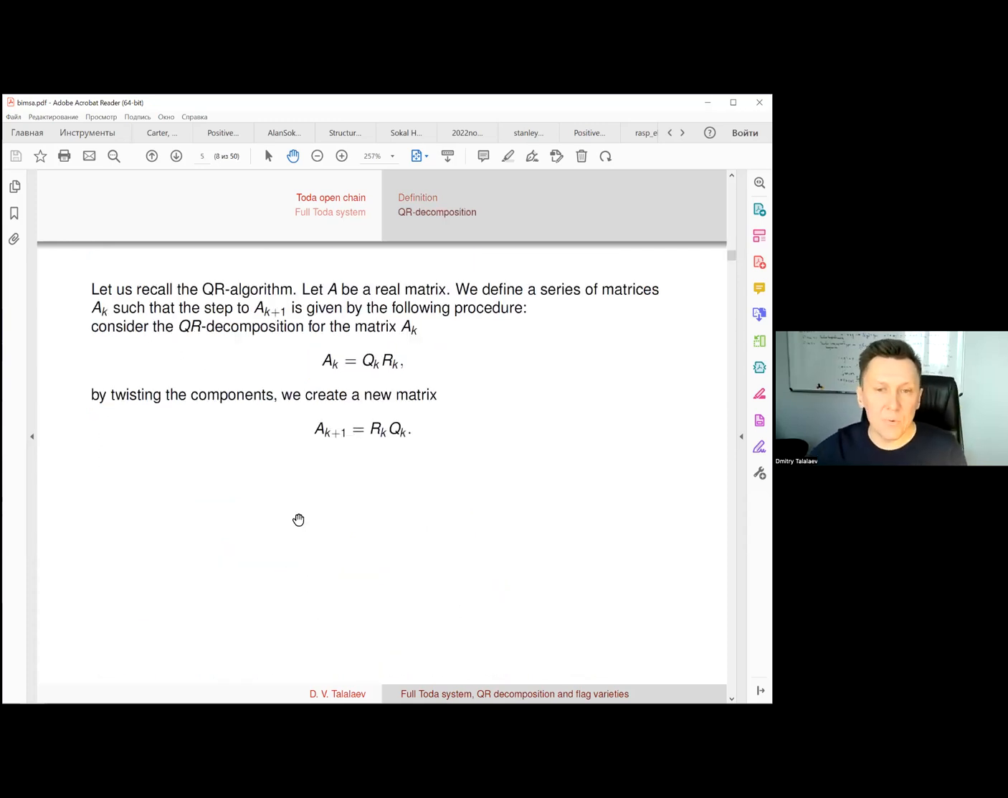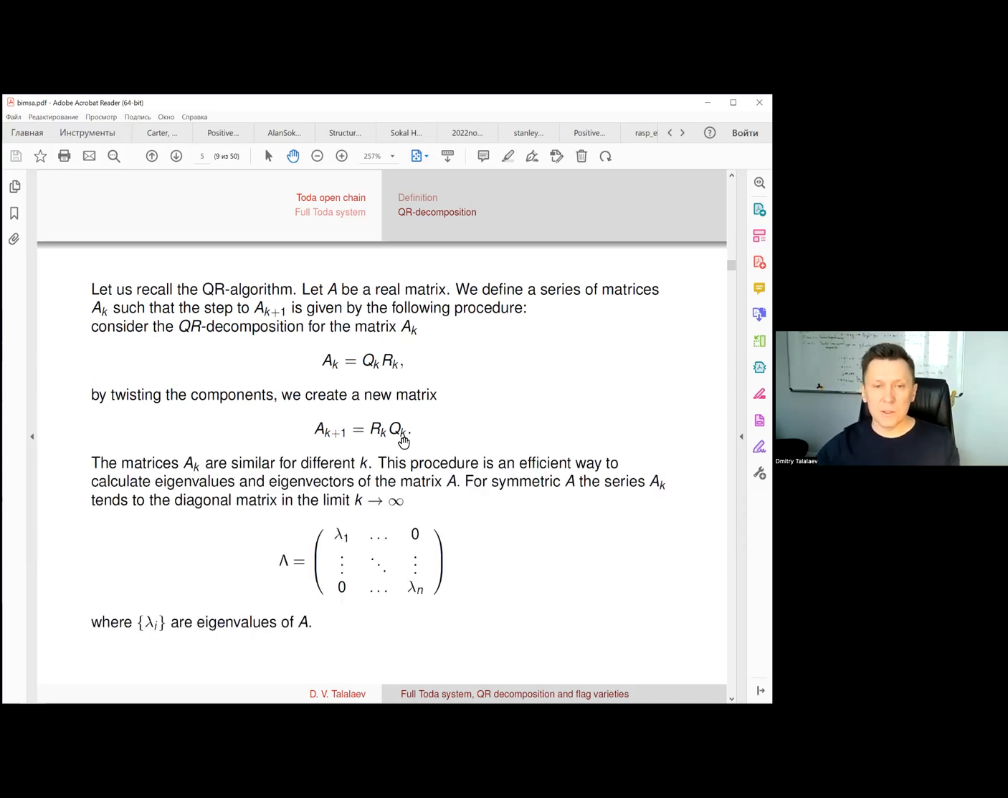The QR algorithm is the following procedure. Let A be a real matrix. We define a series of matrices A_k such that the step from A_k to A_{k+1} is given by the following procedure. Consider the QR decomposition of the matrix A_k, where Q is orthogonal and R is upper triangular. And just by twisting the components, we create a new matrix A_{k+1}, which is R_k Q_k.